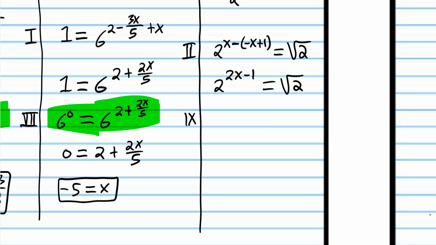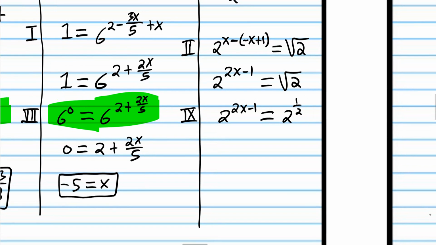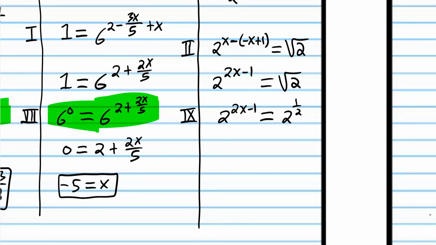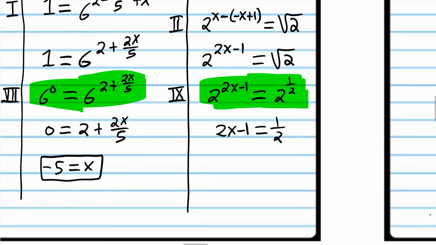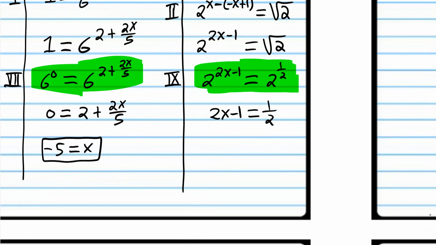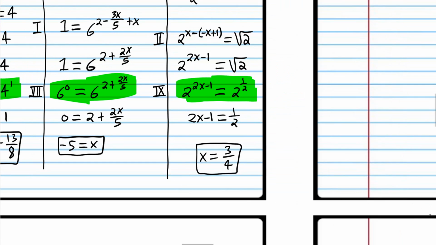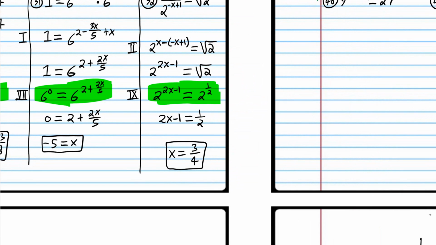So now we're going to use rule number 9 to change the right side of the equation. That's going to become 2 to the 1/2 power. And then we're at the critical stage. The bases are the same, so we can get rid of the bases. And doing the math on that, we get x is equal to 3/4. So if you got that one right, good job.